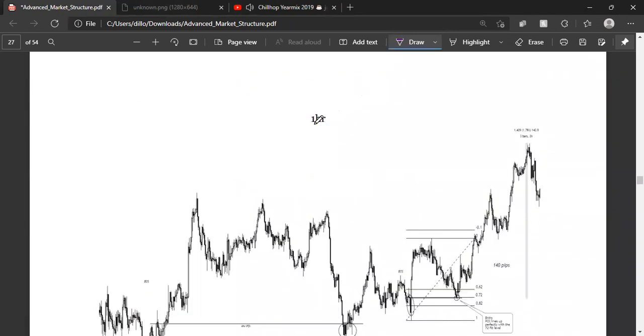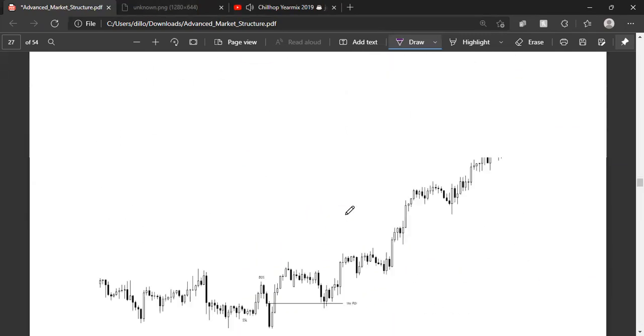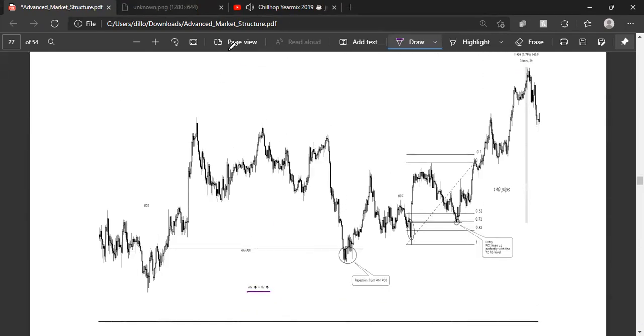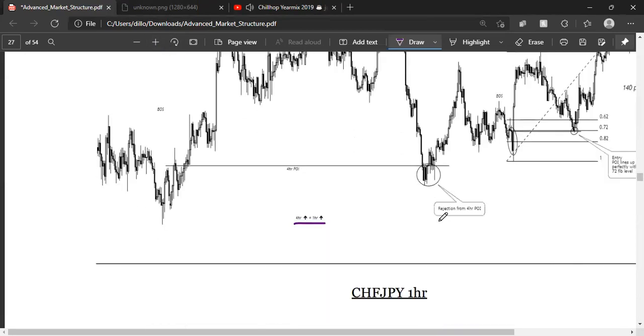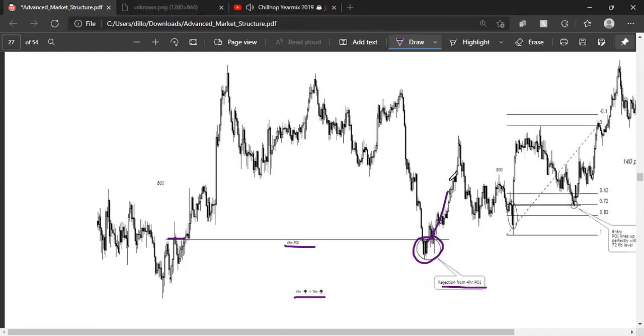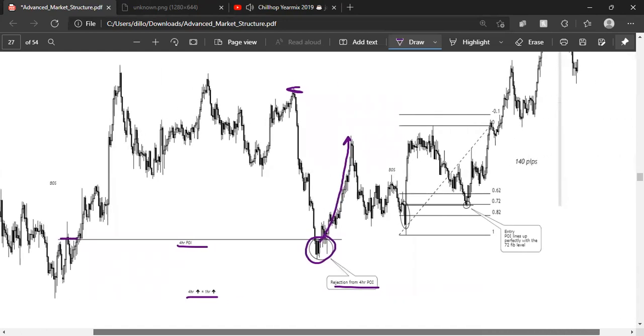So we go from the 4 hour to the 1 hour, right? And what do we see here, right? So here's our initial rejection from that 4 hour point of interest, right? And we get that huge impulse up, right? But it doesn't really break structure. So what I always like to say is new structure formed, right? Right here, right? And you guys might ask, well, what does that mean?